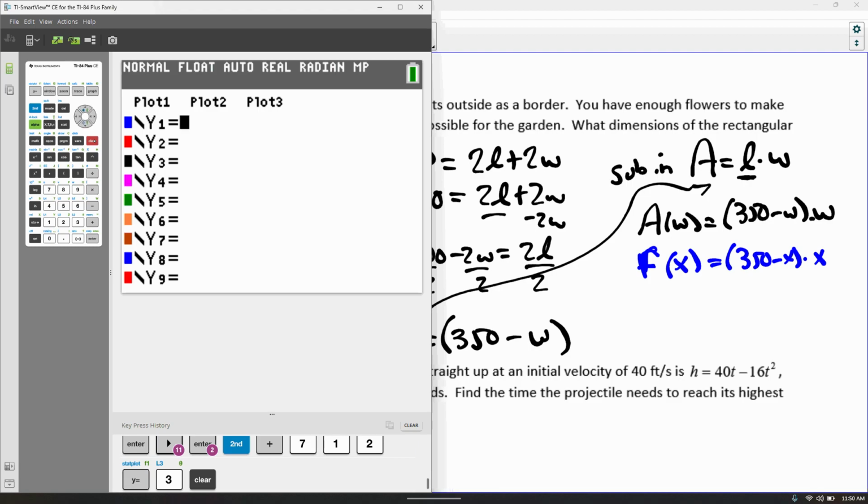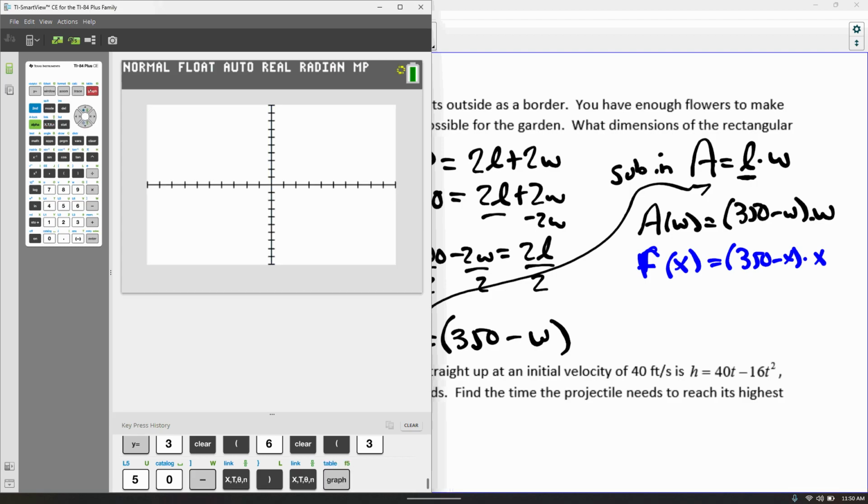This is crazy. All right, so type it in. Parentheses, 350 minus x times x. I hit graph, and what happened? I got a straight line.